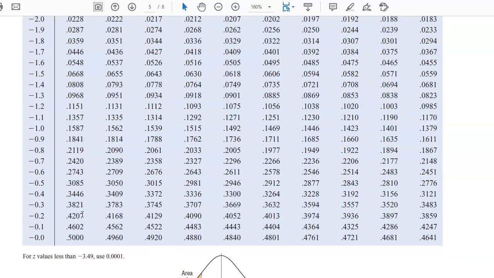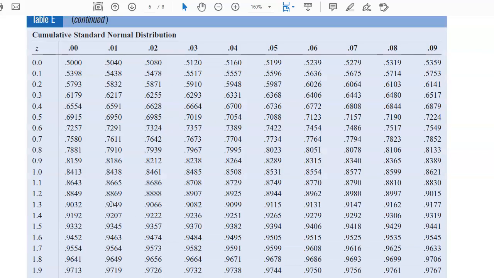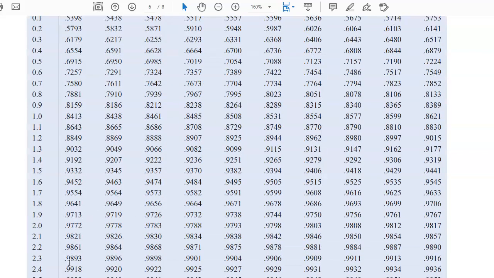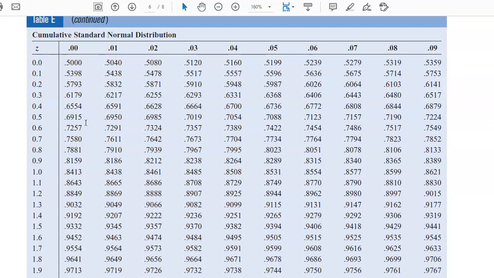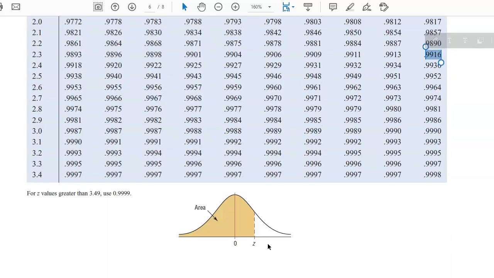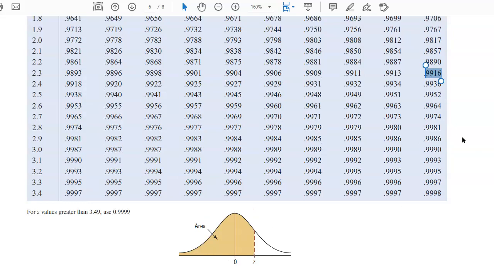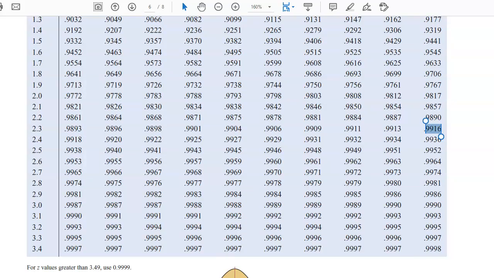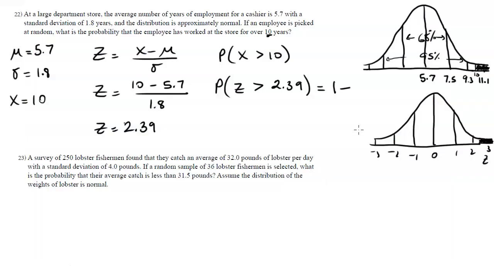Or you can get negative 2.39 and not subtract, but since it's symmetric... 2.3, okay, so this is 0, 1, 2, 3, 9. So 2.39 right there. That's 2.39. That's the area under the normal distribution curve to the left of 2.39. So that's 0.9916.